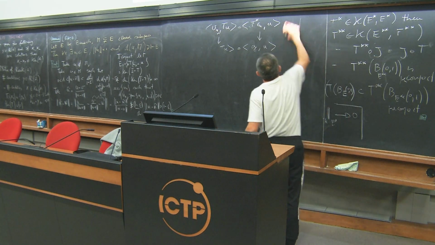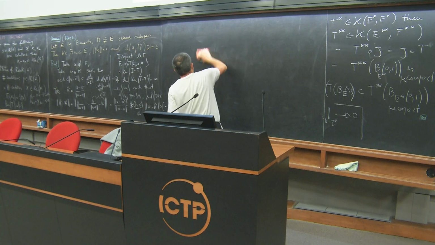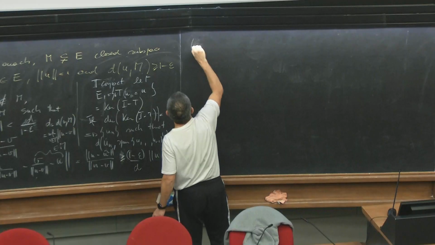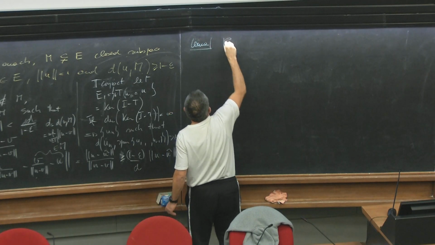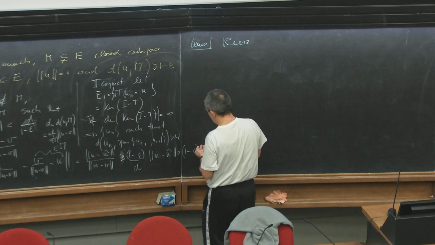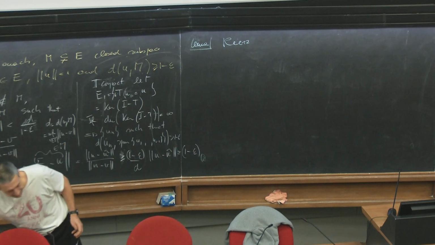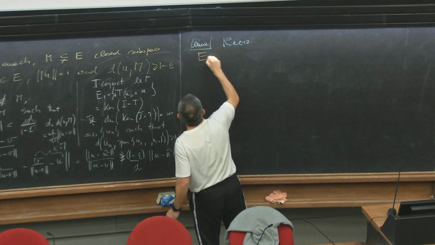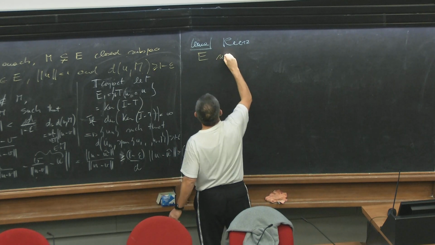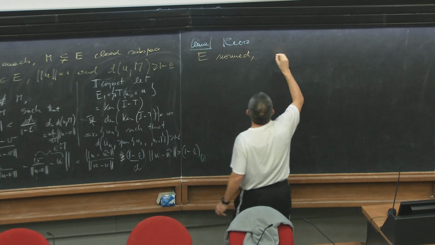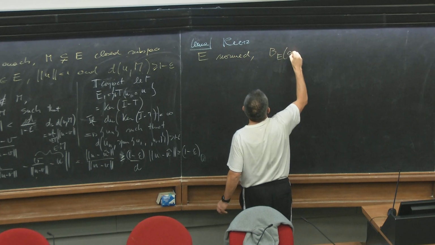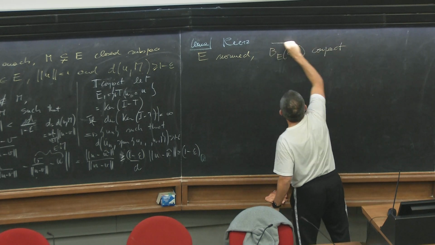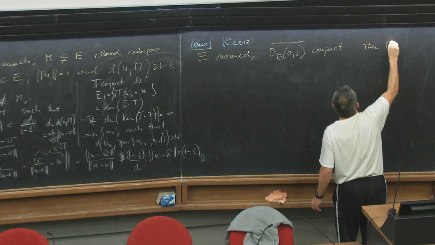So now we have indeed the theorem, which we have seen, if you remember, another lemma by Riesz: if E is normed, I never use the completeness, and B, the unit ball, is compact or pre-compact, so its closure is compact, then E is finite dimensional.